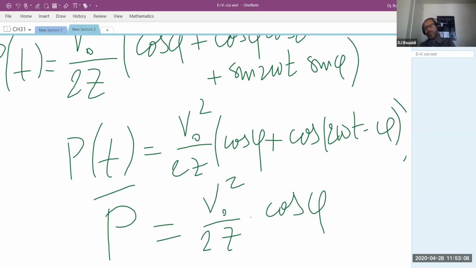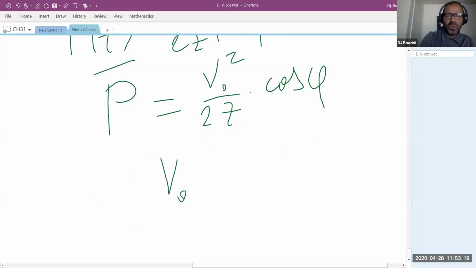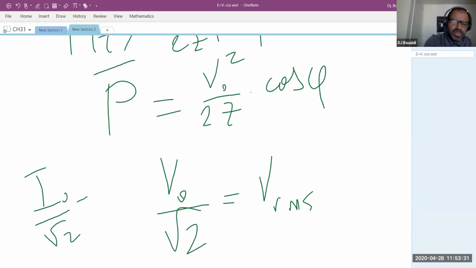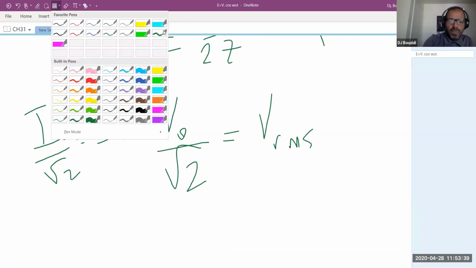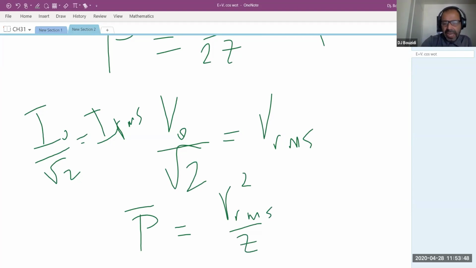I think one of the homework problems asks you to prove or show that. But remember from the previous lesson that V naught over square root of 2 is actually V RMS. Anything over square root of 2, I naught over square root of 2, is actually also I RMS. So this expression looks like P bar is equal to V RMS squared over Z times cosine of phi.